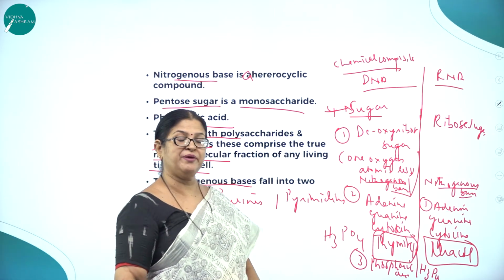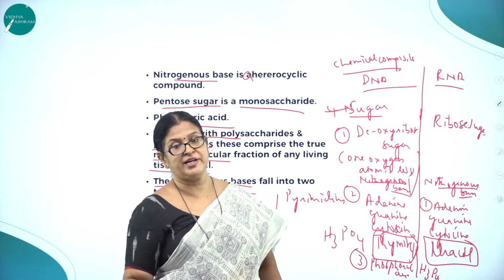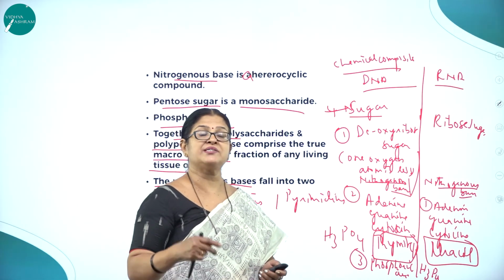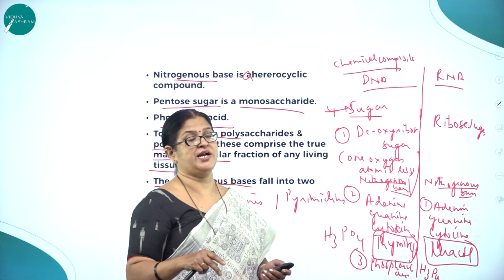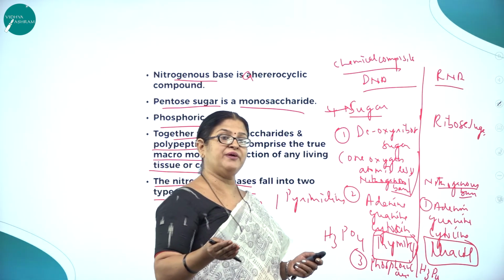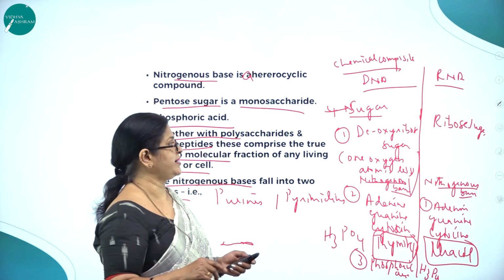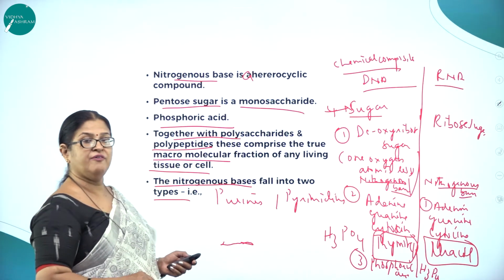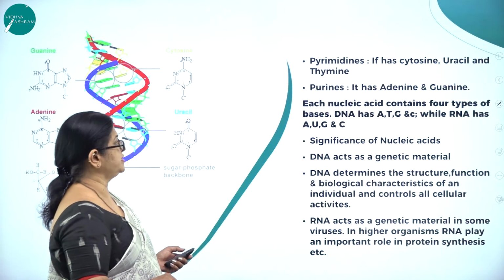And DNA is a genetic material. RNA acts as both genetic material as well as non-genetic material. Then DNA is always double-stranded, but RNA is single-stranded. But when it is acting as a genetic material, it will also become double-stranded. So all these are the very important differences between DNA and RNA with respect to chemical composition.